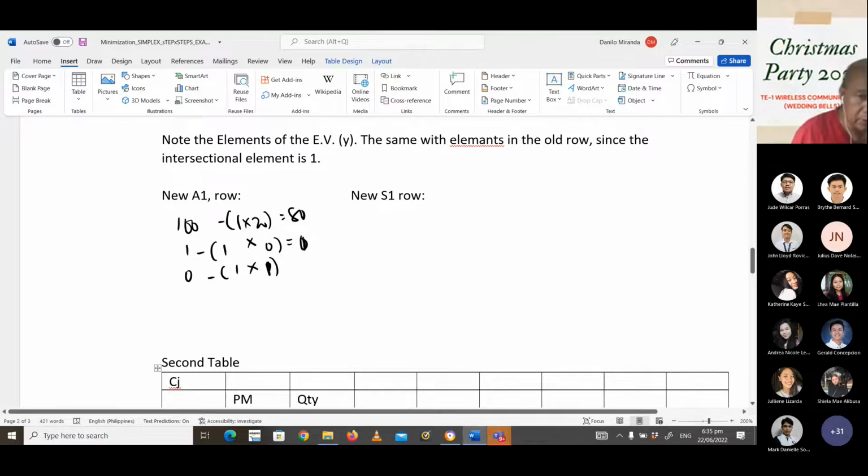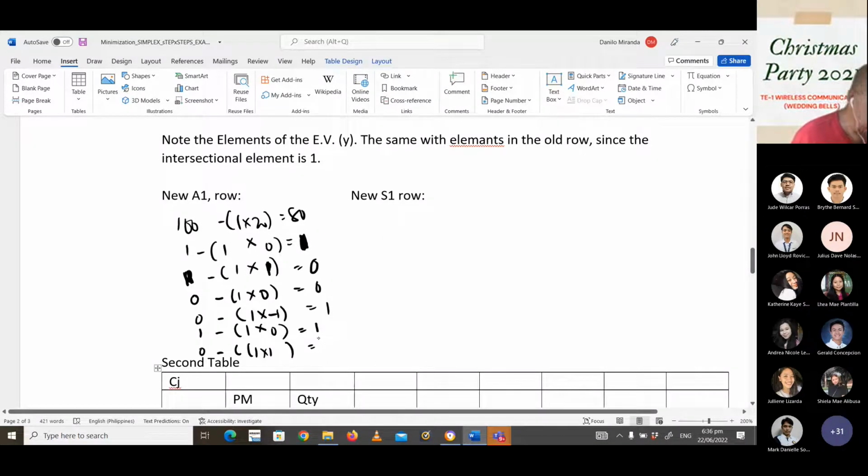1, ito 1 pala, sorry. 1 pala yan. Okay, and then the next is 1 times 1. So we have 0. Okay, then we have 0 minus 1 times 0. So we have 0. And then 0 minus 1 times negative 1. So we have 1. Then we have 1 minus 1 times 0. We have 1. And then finally we have 0 minus 1 times 1. We have negative 1. So we have 80, 1, 0, 0, 1, 1.